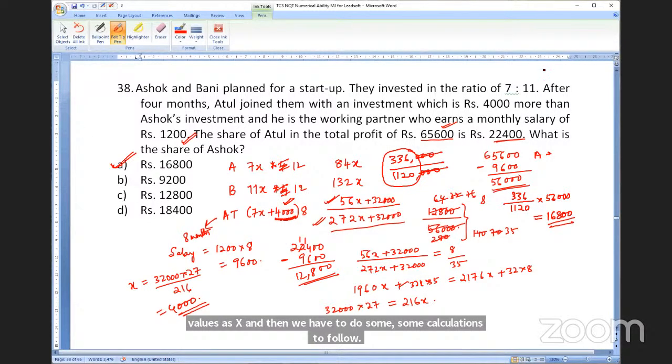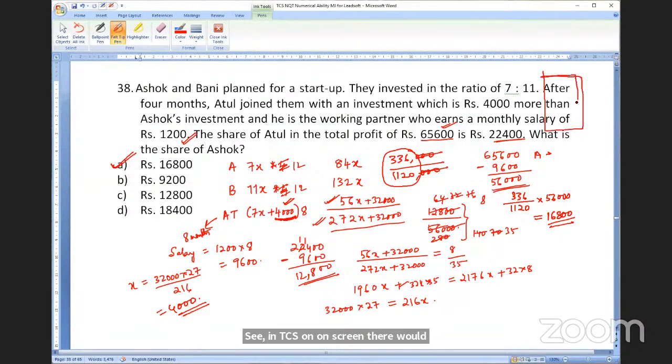See, in TCS, there would be a drop down calculator on screen. You may use it, and practice it on your screen on a daily basis. You can press the calculator on the screen, and you can use the keyboard to calculate. Once you find that the calculation is getting cumbersome, use that on-screen calculator. But do not practice at home with your scientific or regular calculator. If you want to practice at home, please use the normal on-screen calculator so that you have the actual simulated practice.